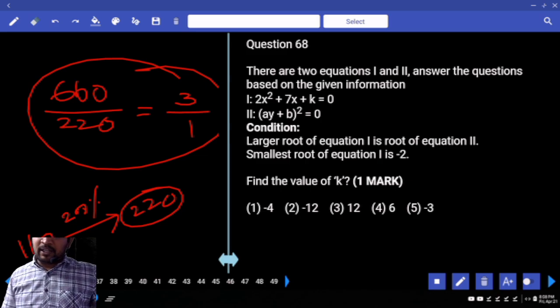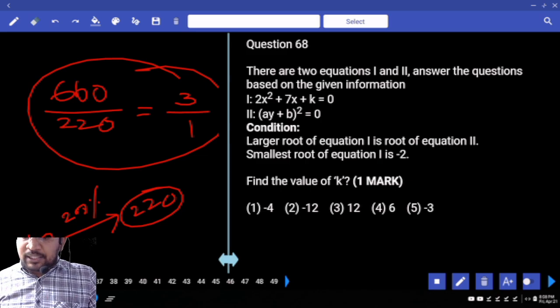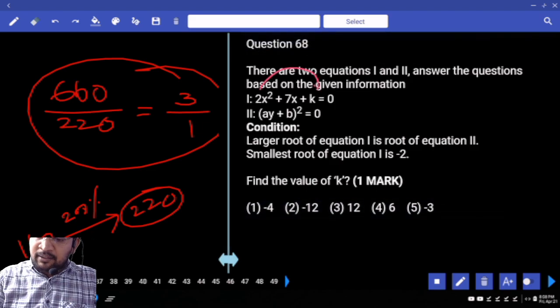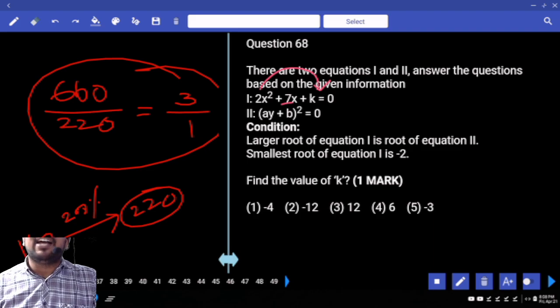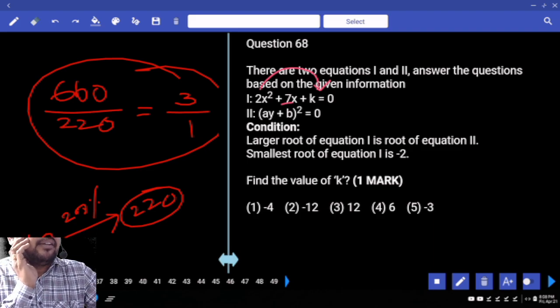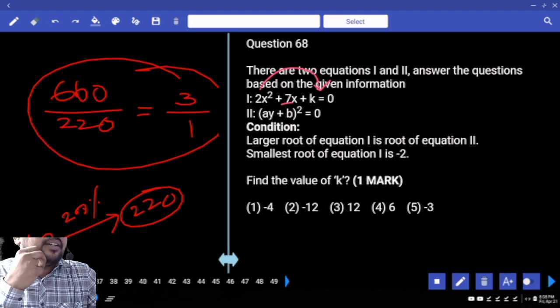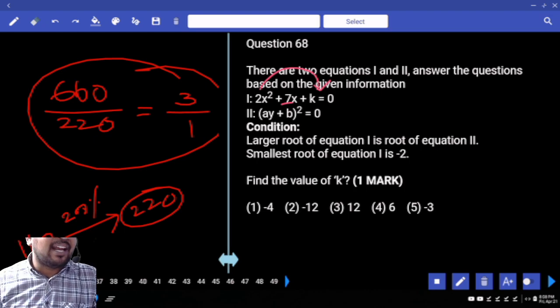So tell me, quadratic equations. 2x square plus 7x plus k is equal to 0. 2 comes here, and the sum should be 7. Generally, what are the possibilities for 7? 4 and 3. 4 and 3 sum is 7. 4 and 3 product is 12. Already 2 is there, and the k value should be 6.